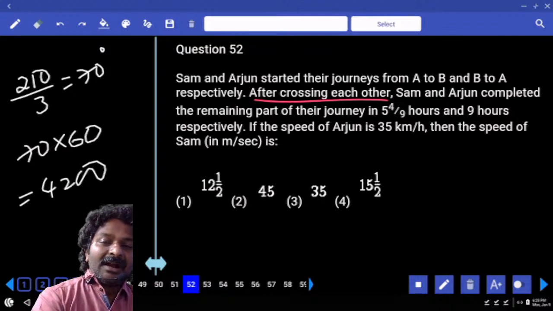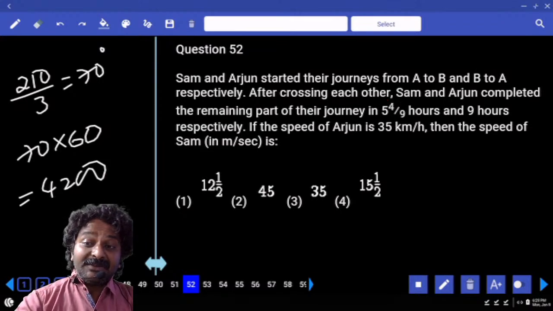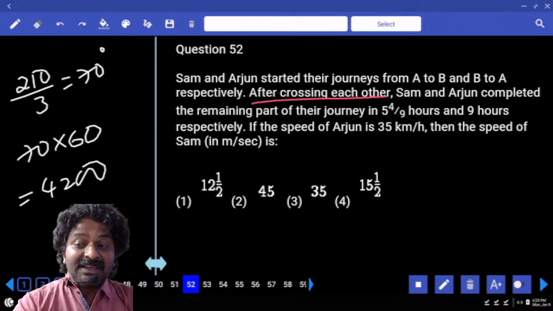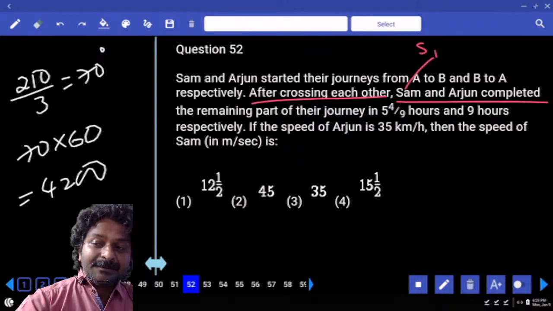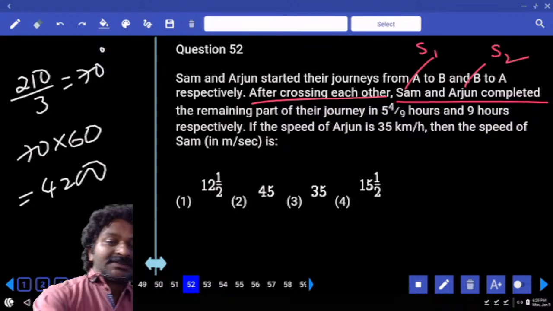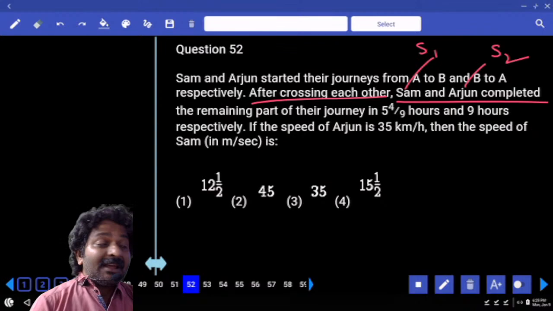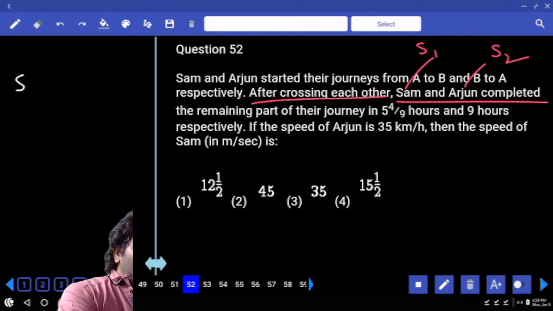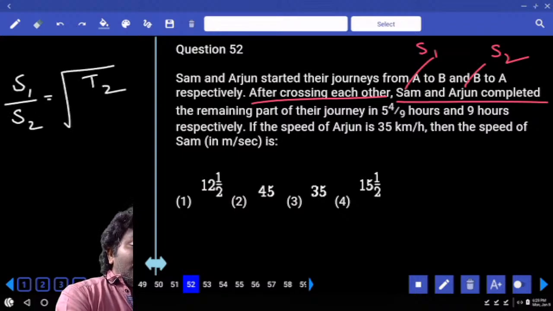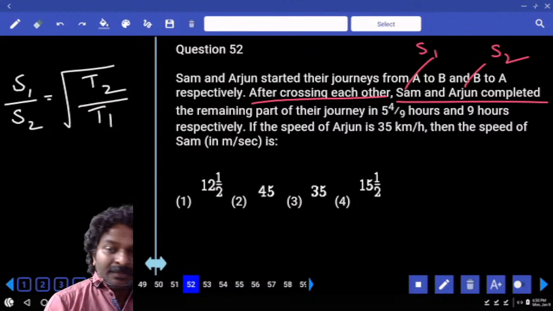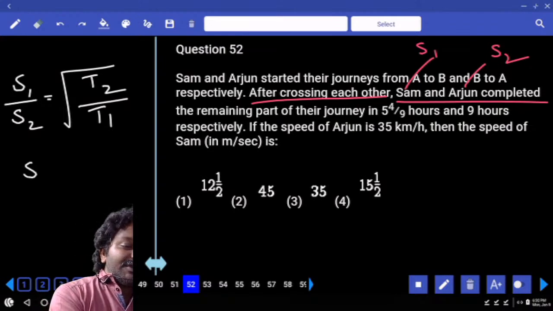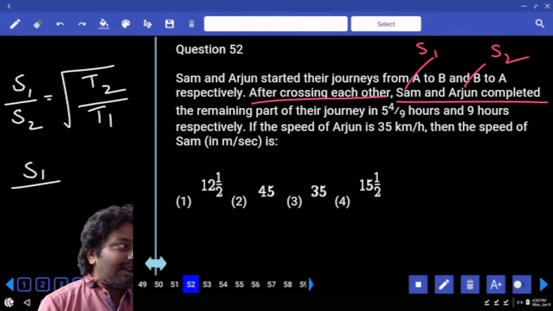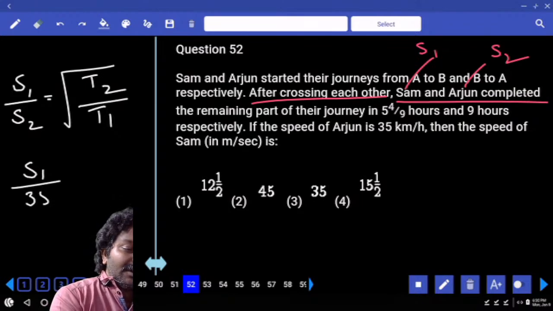Now, understand the order, and it is very important. After crossing each other, Sam and Arjun completed. Sam is the first person, Arjun is the second person. If you have a word like after crossing each other, do remember S1 by S2 is equal to under root of T2 by T1. Now S1 is related to Sam. Sam's speed we want to calculate, which is S1. S2 values are related to Arjun, whose speed is equal to 35.